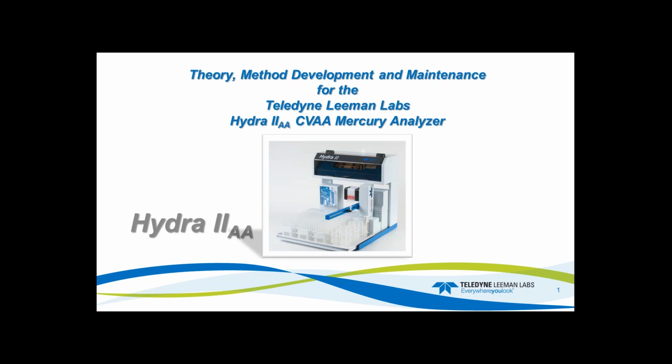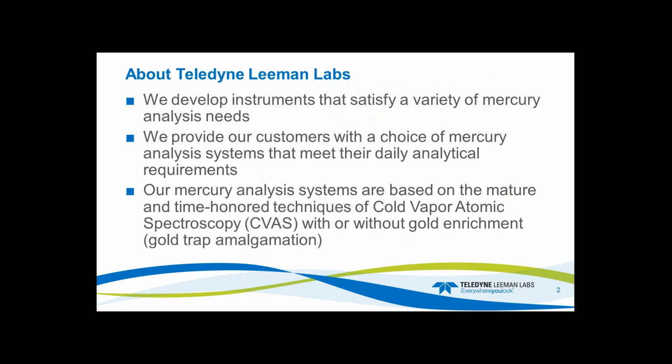I'm going to discuss 4 methods: an intermediate trace range, an ultra trace range, a PPB range that's conducive of EPA 245.1 type methodology, and then a high range where we will really push the instrument up to 1 milligram per liter. And then we'll end up with startup and shutdown, and then some basic maintenance of the system.